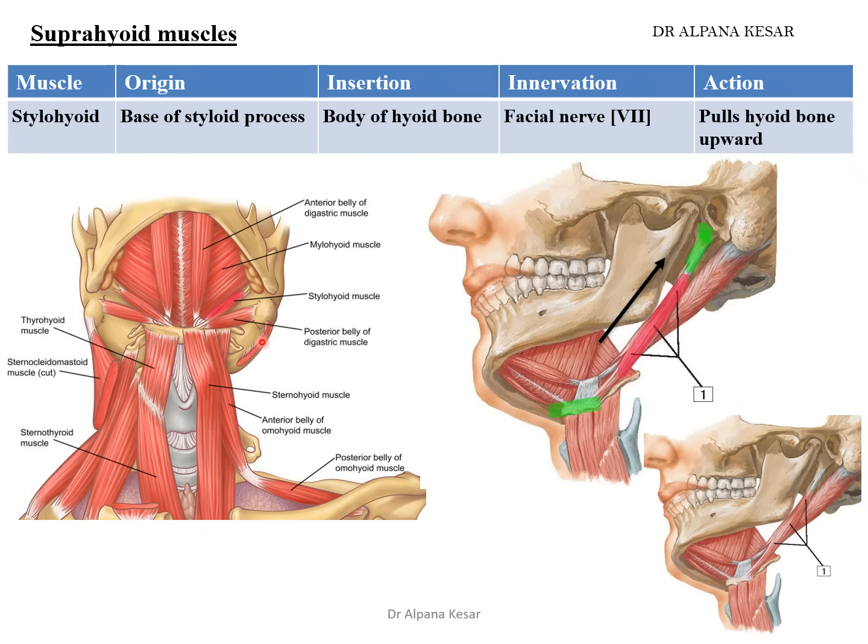Suprahyoid muscles. In suprahyoid muscles, this muscle is stylohyoid. Stylohyoid muscle takes origin from the base of the styloid process, and it gets inserted into the body of the hyoid bone.